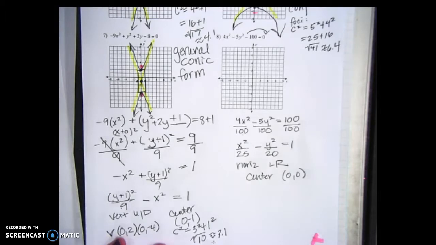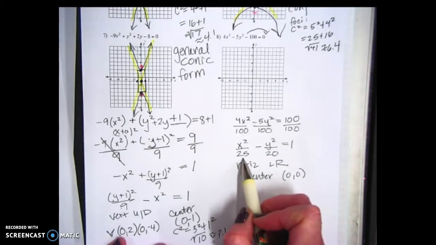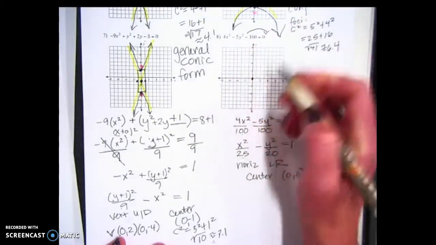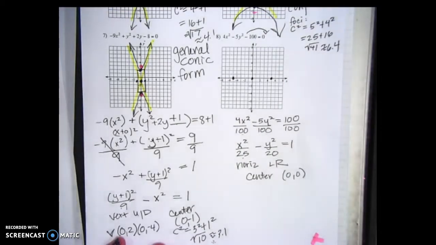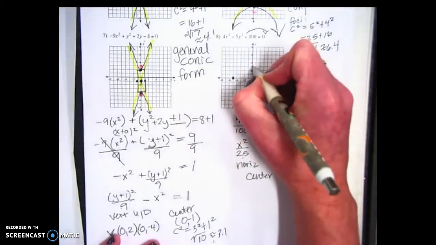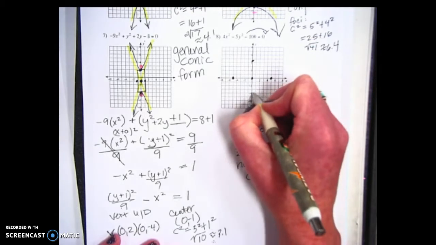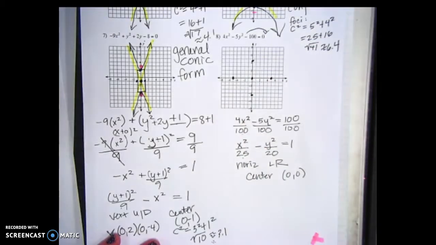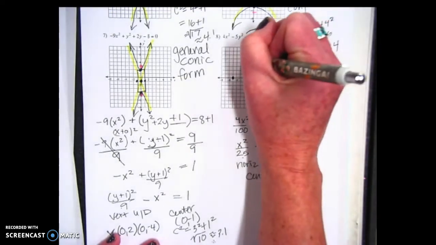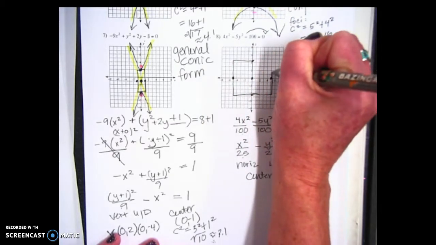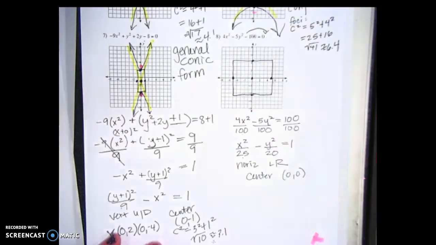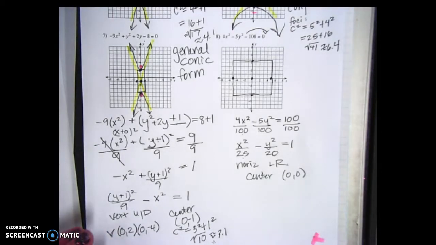And then the square root of 25 is 5. So from 0, 0, we're going to go 5 left and 5 right. And then the square root of 20. It's roughly 4.5-ish. Okay. So go up 4.5 and down 4.5. Draw your rectangle. Most of them are perfect squares, but when you get the square root of 20, just punch it in your calculator real quick. Okay? Then what do we need?